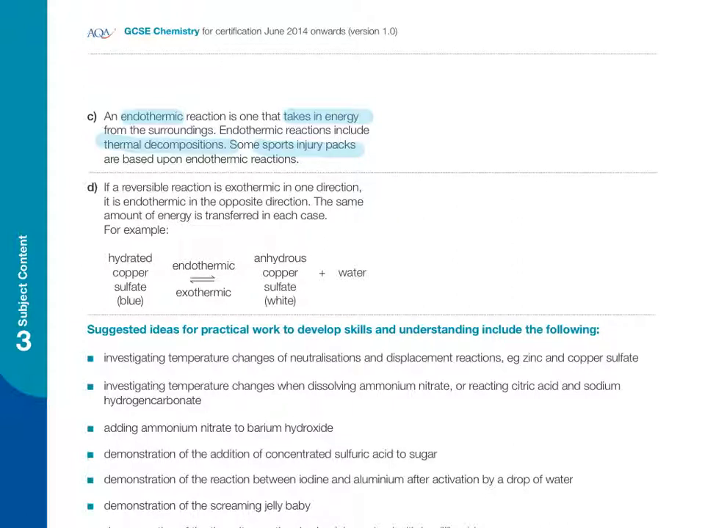The endothermic one, as we said, is the opposite of your exothermic, so it takes in energy, and that means that if you felt it, it would actually feel a lot colder, or if you put a thermometer there, you'd see the temperature decreasing.